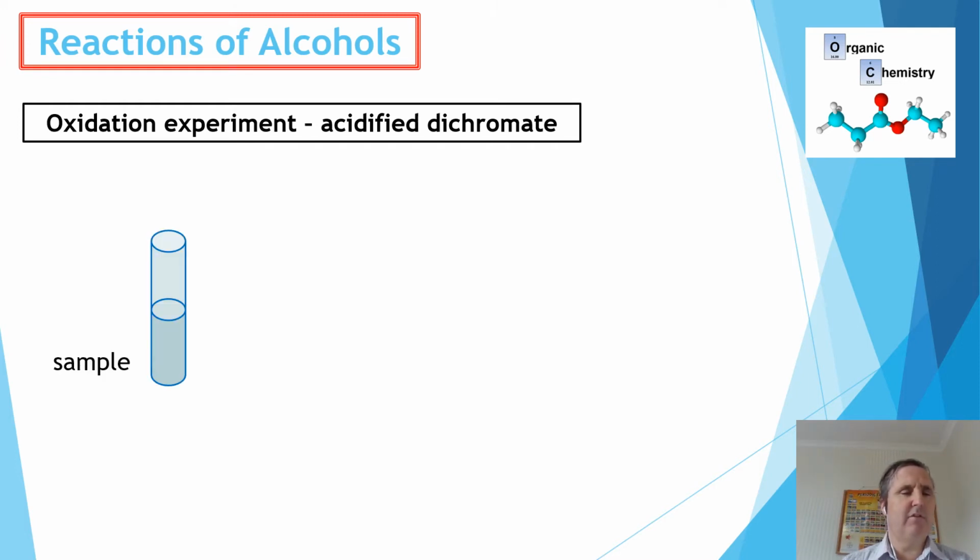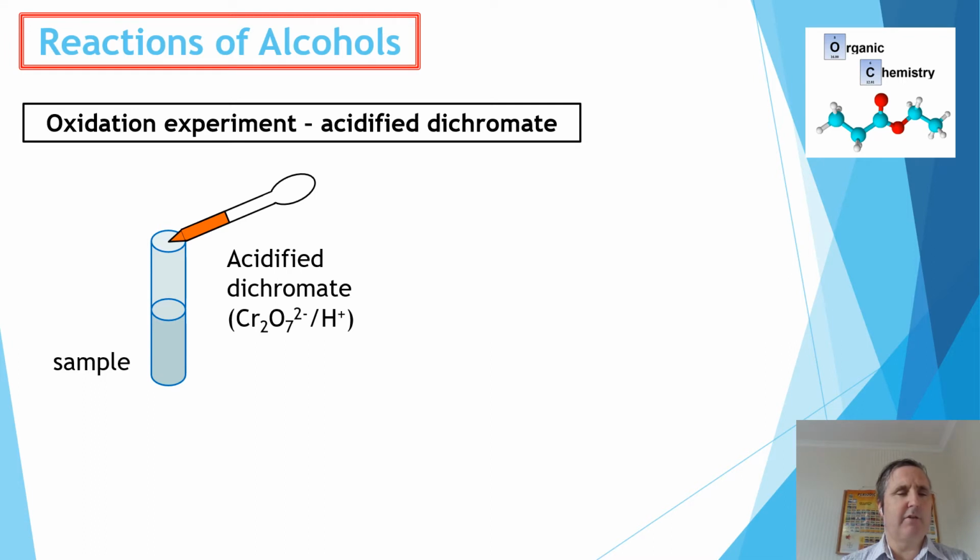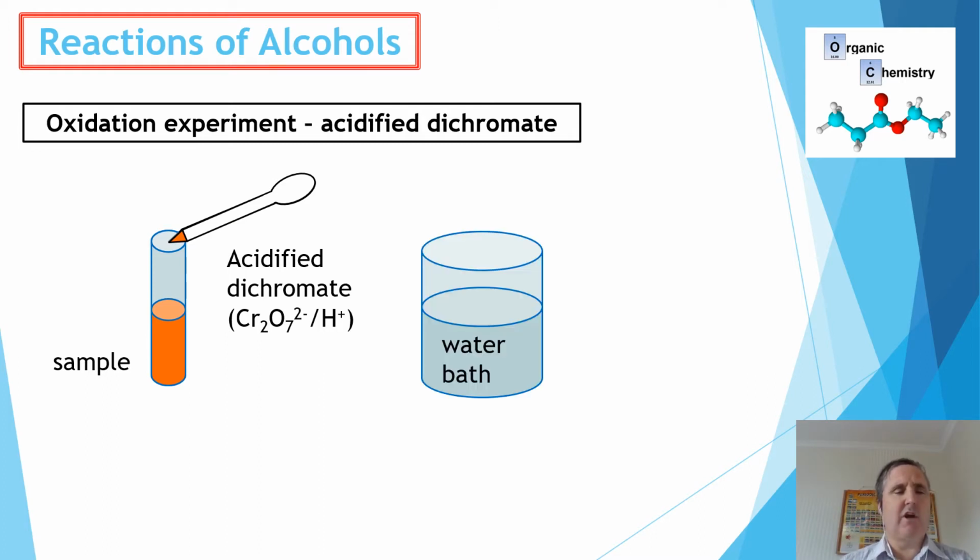An example of this is we take a sample of an alcohol. We're going to do the acidified dichromate test here. We add some acidified dichromate. Notice it's an orange color, and we get this orange color in our solution. We give it a shake. The orange color stays in the first few seconds. So we put it in a warm water bath, and we heat it for 5 minutes. Now what we'll notice is it'll go green or blue.